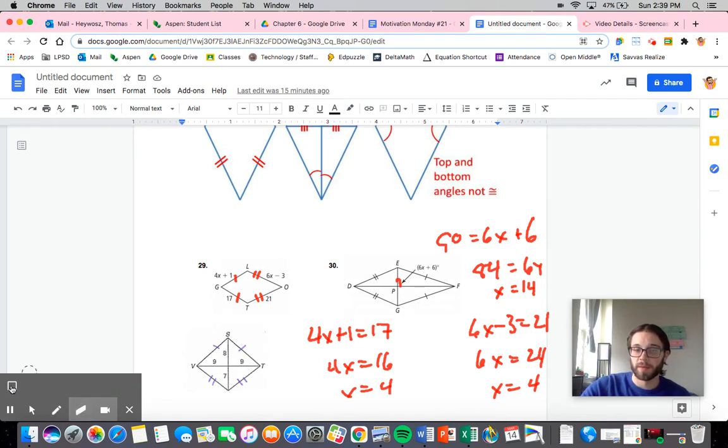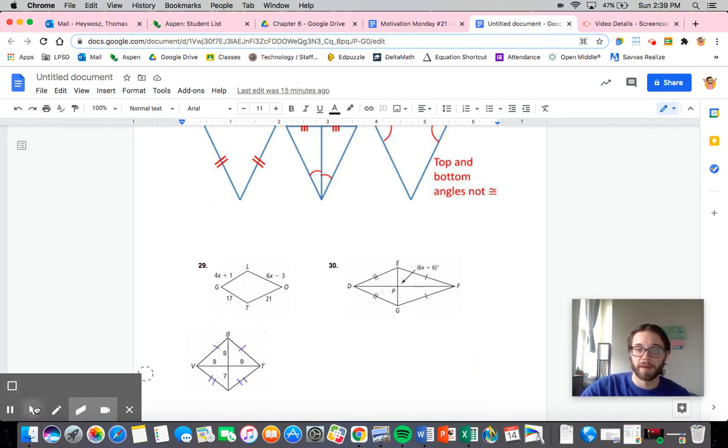There's a number of other things we could have done as well, right? I could have figured out, I know that these two are bisected. I know that this is equal to this. I know that this whole angle up here is the same as this whole angle down here. So there's a lot of stuff I could have done.